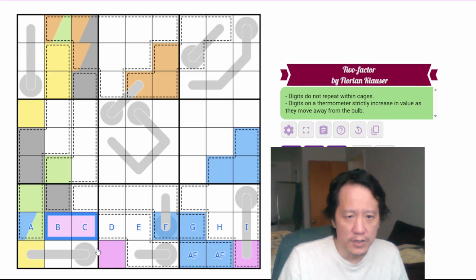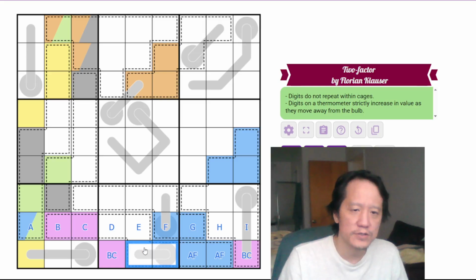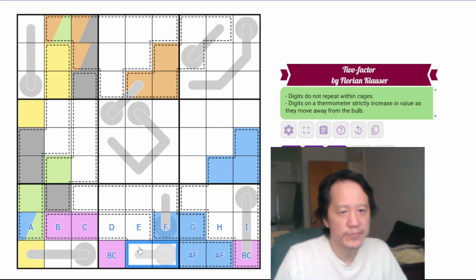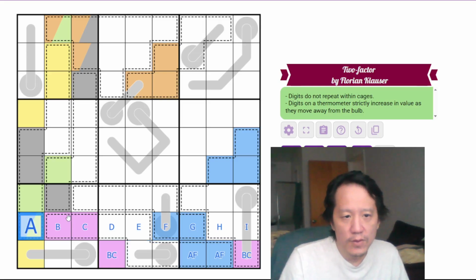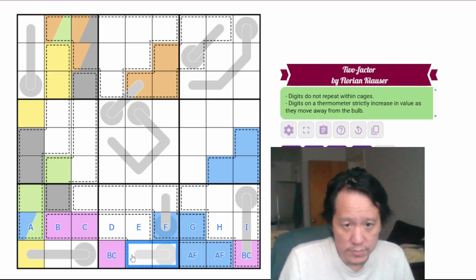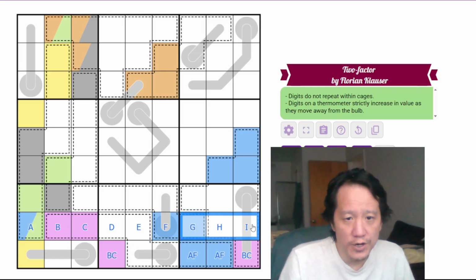B or C have to be here and here. So this is a BC pair. This is D and E. F cannot be either. Okay, so this F, no, it's here. So this is some combination of G, H, and I. We got A, B, C, D, E, F. That just makes it too big. So we know one of G, H, or I is missing here.